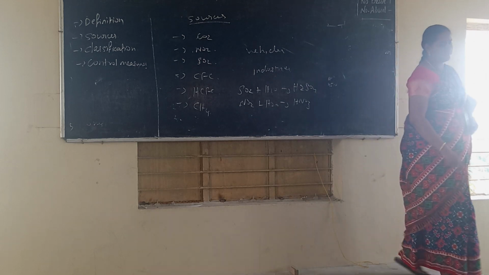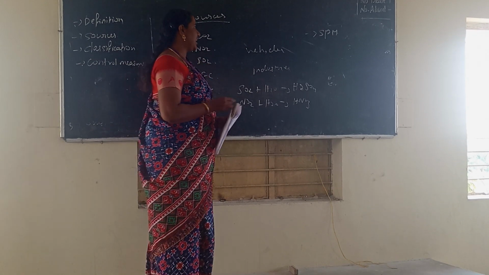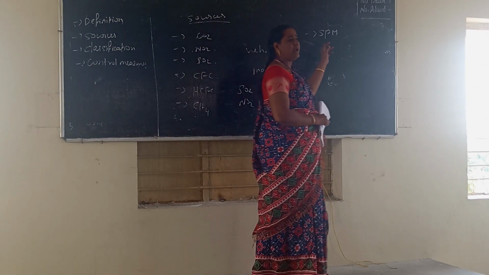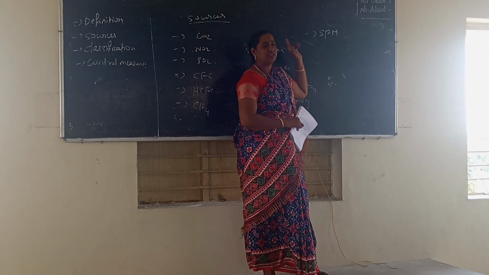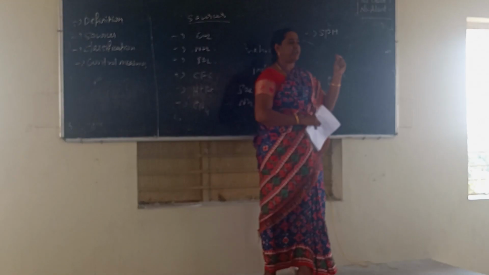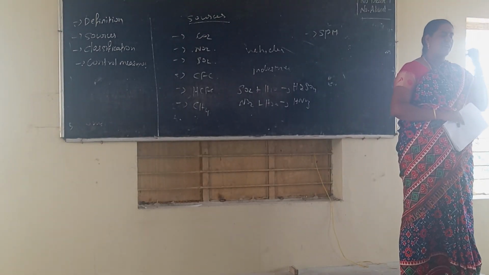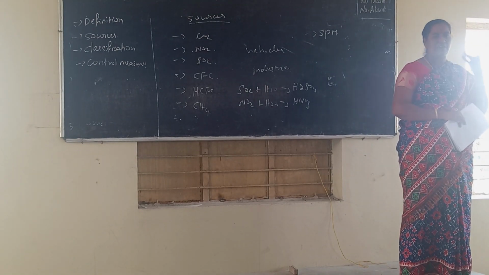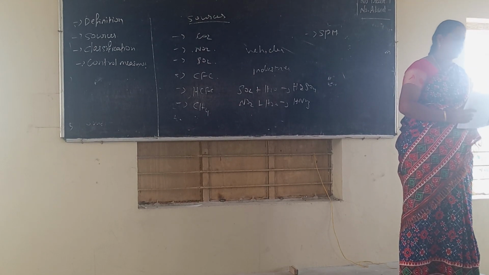First, SPM, which is called suspended particulate matter. These are very minute particles fluctuating in the gas circulation, entering our eyes and irritating them so much and affecting us. This is also called SPM. That's all.